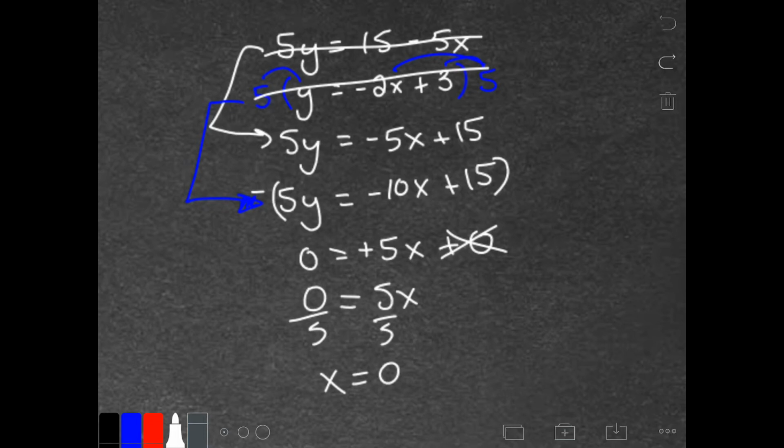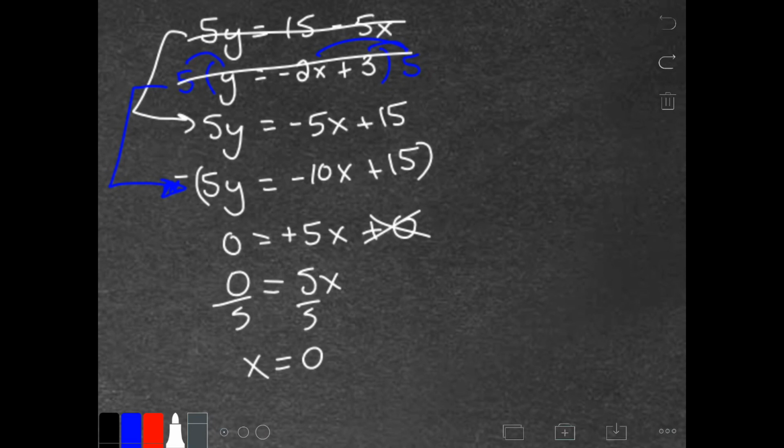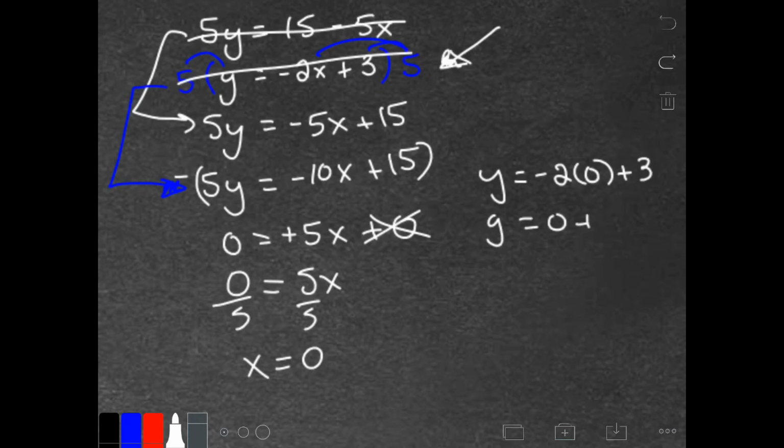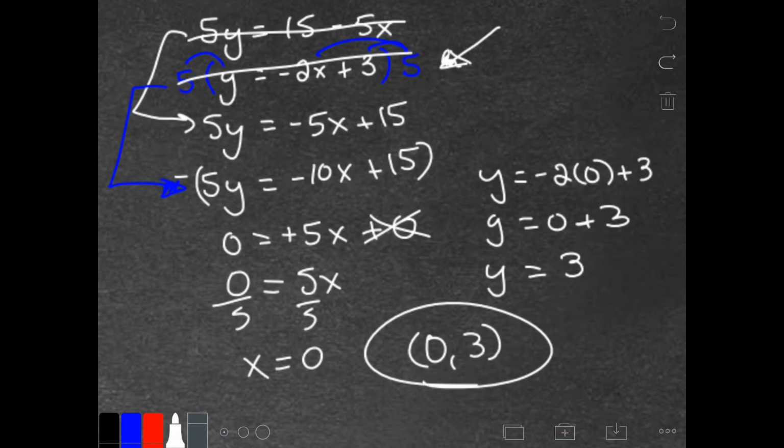So now it's time to go ahead and solve for y. We can plug it into any equation. I'm actually going to plug it into the second equation from the original system. So y equals negative 2 times x, which is 0, plus 3. Go ahead and simplify. And 0 plus 3 is going to give me 3. And there is my solution.